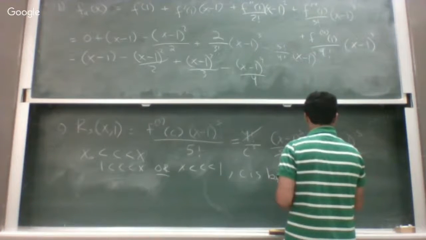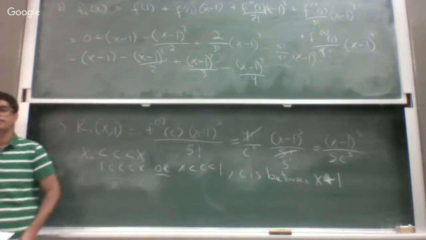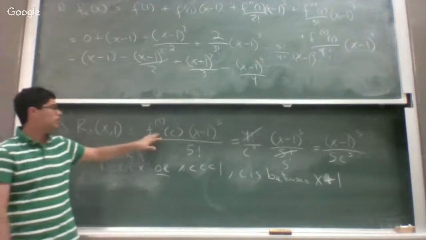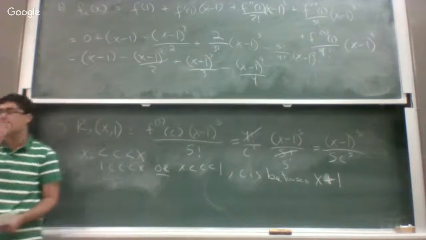Are we going to be given the formula for the remainder? Nope. It's just the next term with a 5 prime or 6 prime, whatever you have, of c.